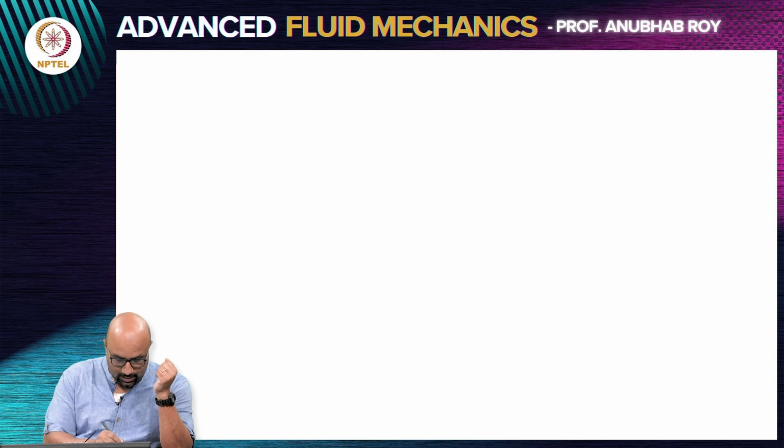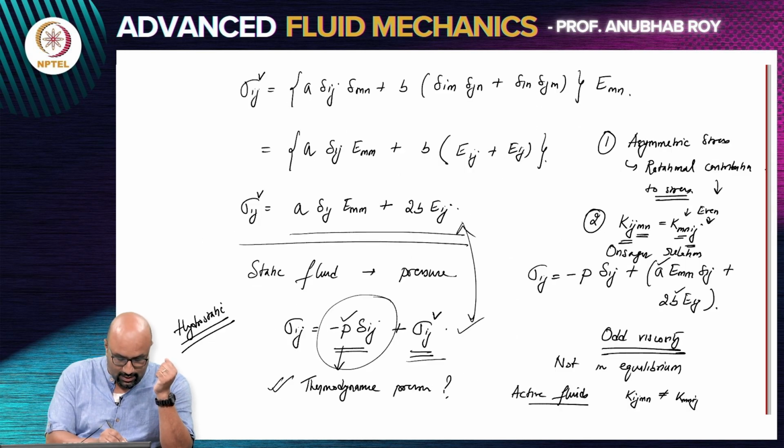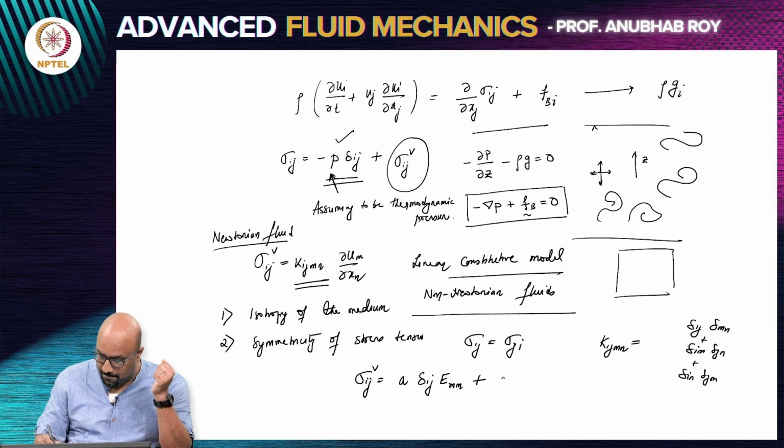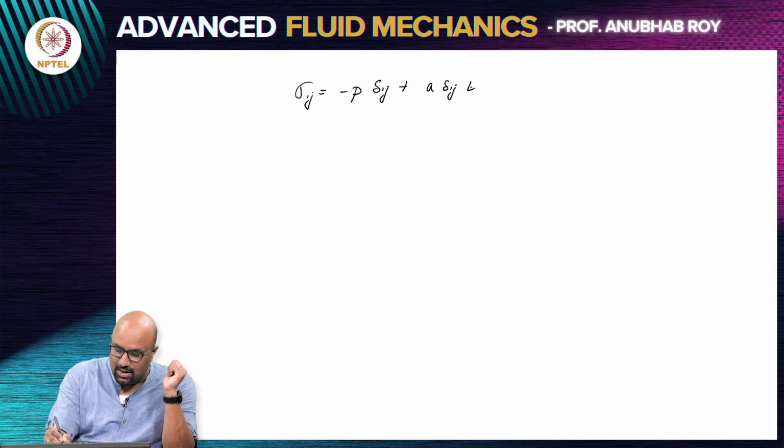So, we had sigma ij was A delta ij E_mm. So, this is the part which is viscous, as we will write down quickly, and then the next part was 2B Eij. So, your total stress tensor is minus P delta ij plus A delta ij E_mm plus 2B Eij.